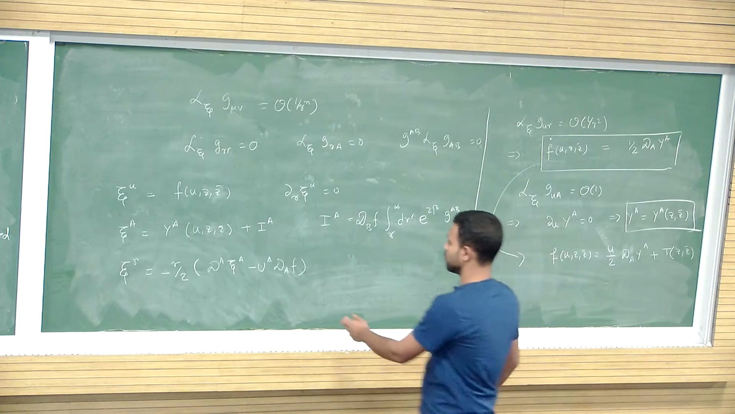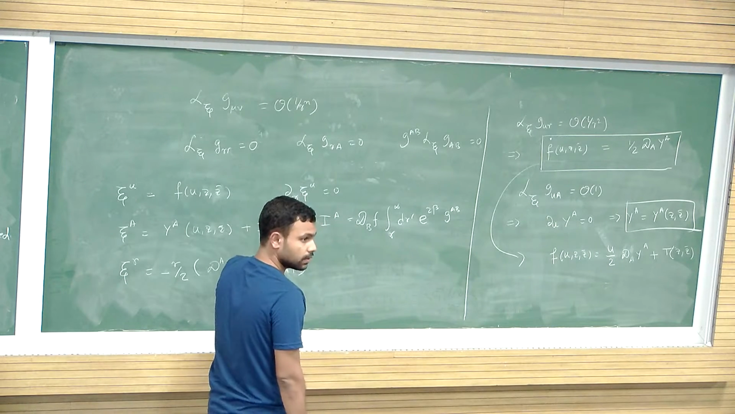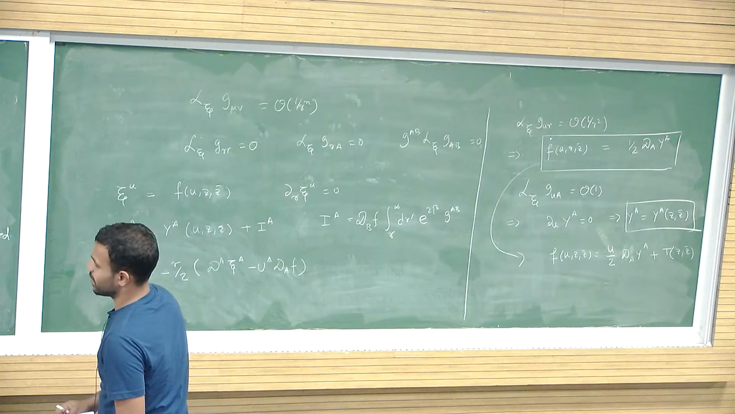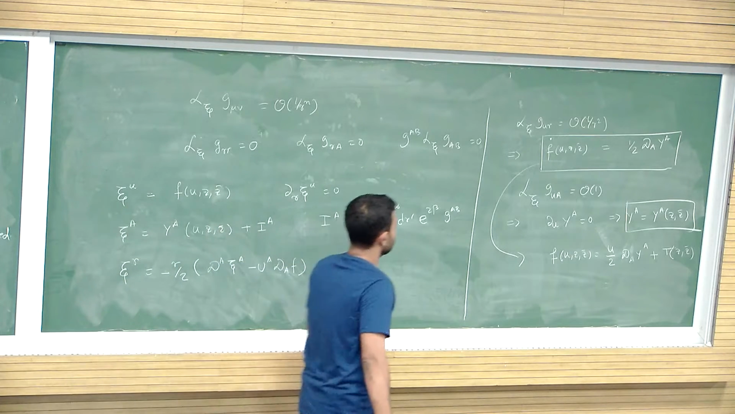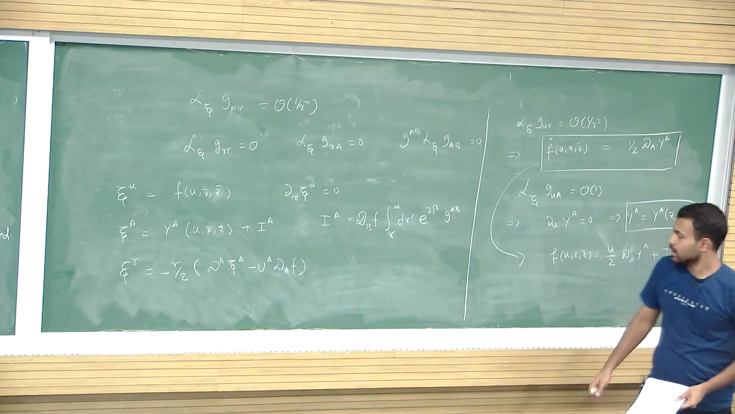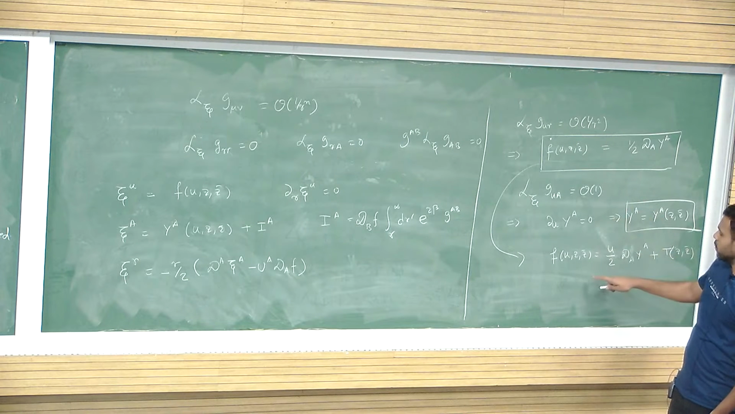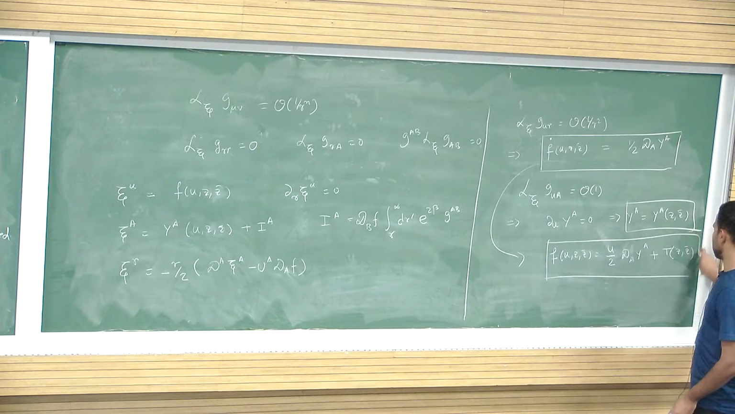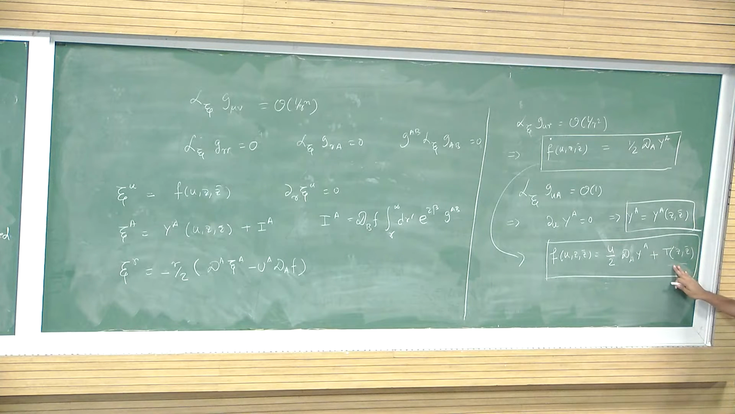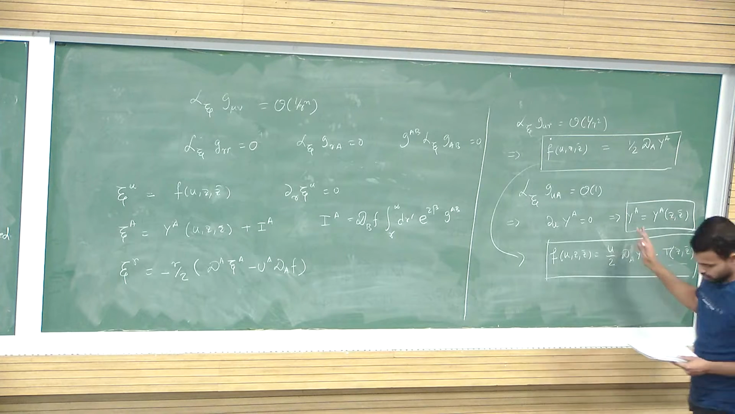So if you remember the way Chandramouli actually expanded this metric, you had a u A there. Okay. So if you solve this, what you see is that f can be expanded like this, and there is a function t, which is just a function of z and z bar, and there is a function y, which is also a function of z and z bar.